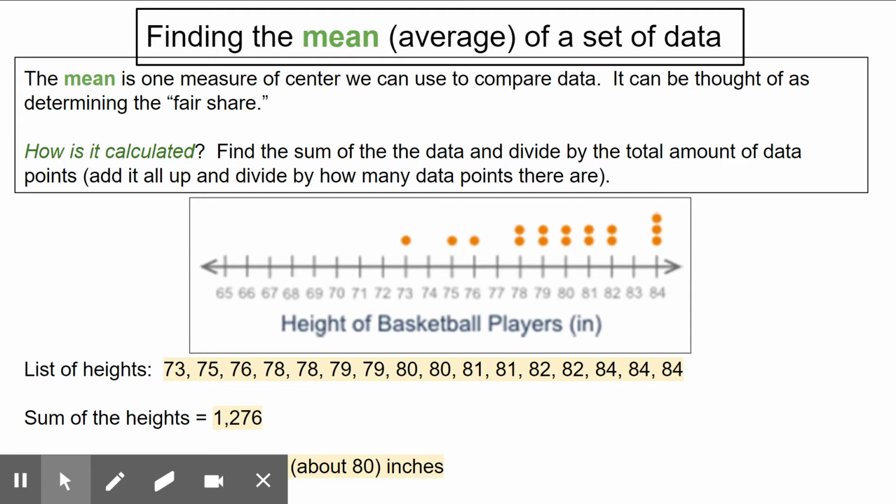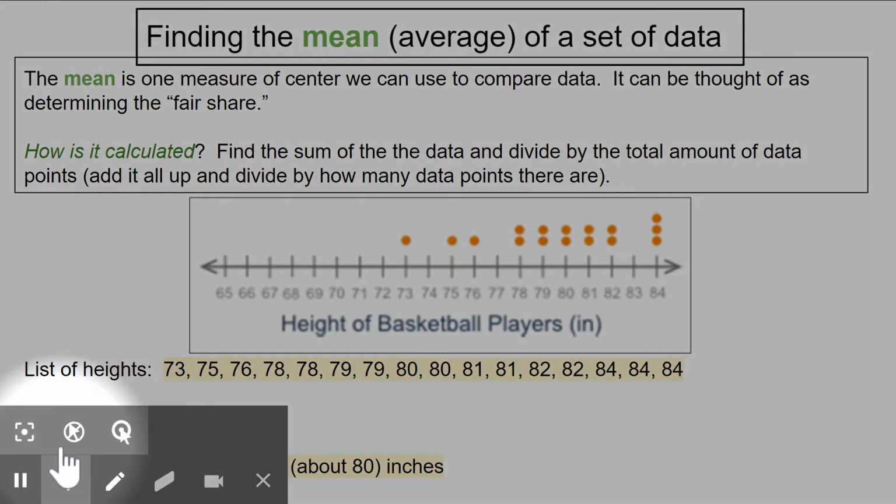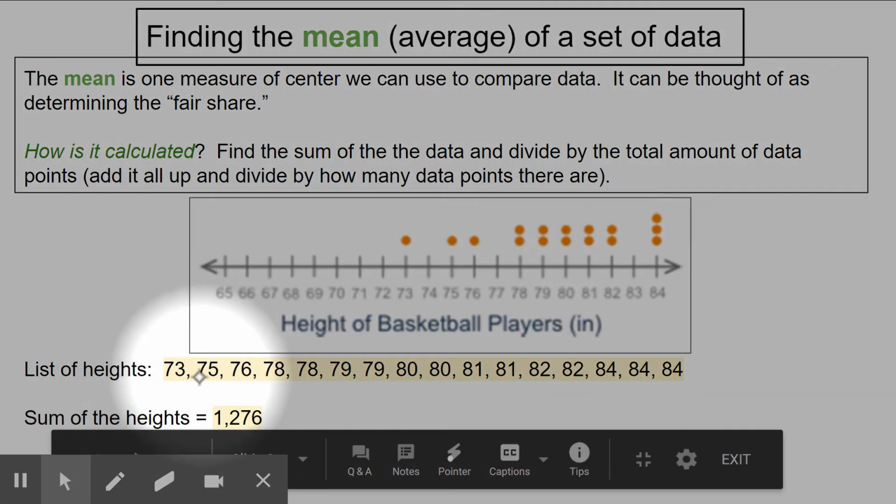So we can interpret this as if we look at all the orange dots, there are 1, 2, 3, 4, 5, 6, 7, 8, 9, 10, 16 dots, meaning there are 16 players that had their heights taken and plotted on this dot plot. And they're all varying in heights. So if we wanted to find the mean or the average height of these basketball players, right here is a list of the heights, which is sometimes helpful to do off of a dot plot.